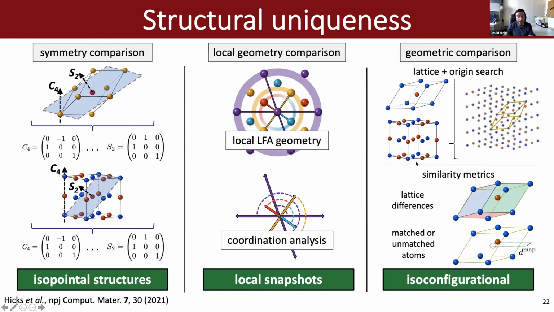comparison. And then finally, you can do a full geometric comparison where you're mapping crystallographic structures onto one another. So it involves a lattice and origin search. So basically to find a commensurate representation so that you can match structures and then analyze their similarity. And so this will tell us whether or not structures match onto one another or not. So again, this idea of duplicates versus unique structures.